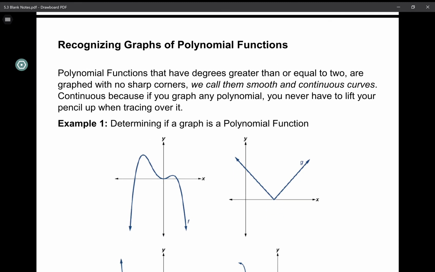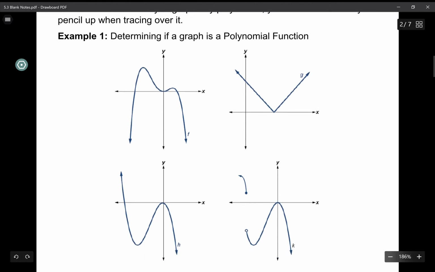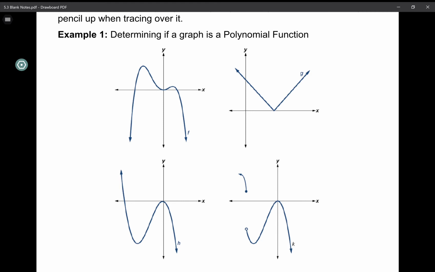So polynomial functions that have degree greater than or equal to 2 are graphs with no sharp corners. We call them smooth and continuous curves, because if you graph them with your pencil, you never have to lift it up. So we want them smooth, we want them continuous. So let's look at these 4 examples and see if we can pick out which ones are polynomial functions and which ones are not.